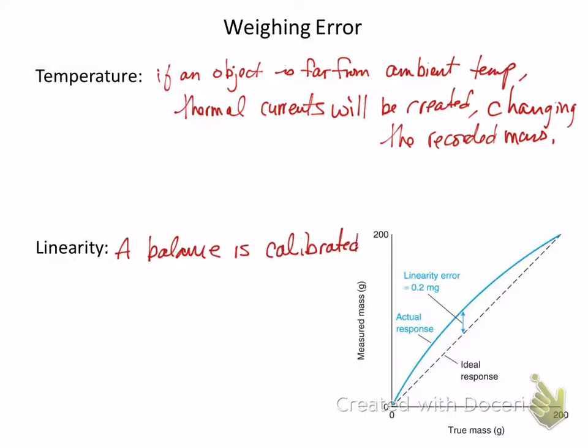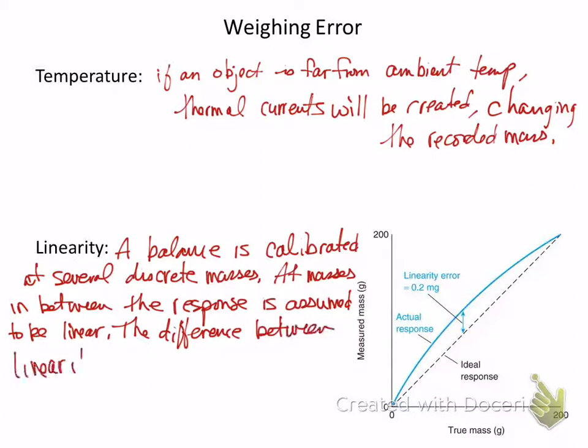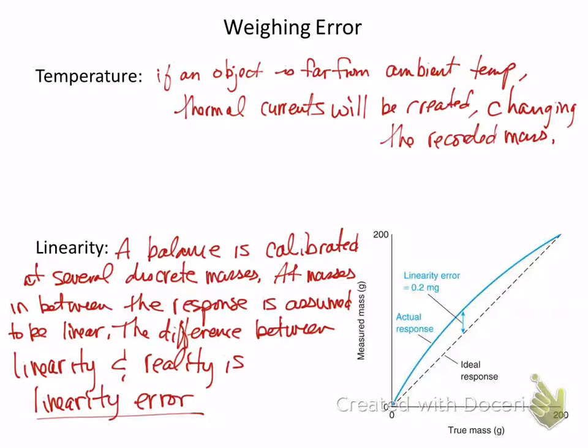Another error we can run into deals with linearity. When we calibrate our balances, they're done at discrete masses. Somebody will come into the lab and bring in a set of calibration masses, and they'll go through and calibrate it to be accurate at those individual values. But as you can see in the plot on the right, which depicts two adjacent calibration masses at 0 and at 200, the ideal response is the dashed line, which is linear, but the actual response is somewhat non-linear. And so the deviation from the ideal response is what we call the linearity error.